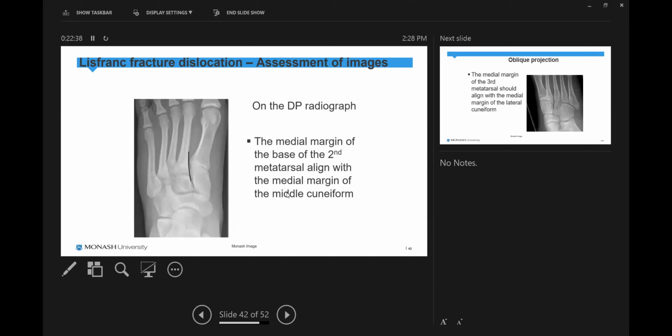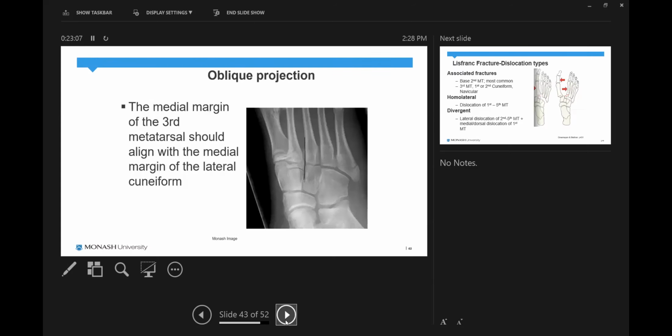Now, Lisfranc fracture dislocation, it's really important to pick that up. Sometimes it can be quite subtle, but if missed, it can have severe complications for the patients. So on the DP view or the AP view, to assess whether you're looking at a normal Lisfranc joint, the medial margin at the base of the second metatarsal should align with the medial margin of the medial cuneiform. And then on the oblique view, the medial margin of the third metatarsal should align with the medial margin of the lateral cuneiform.